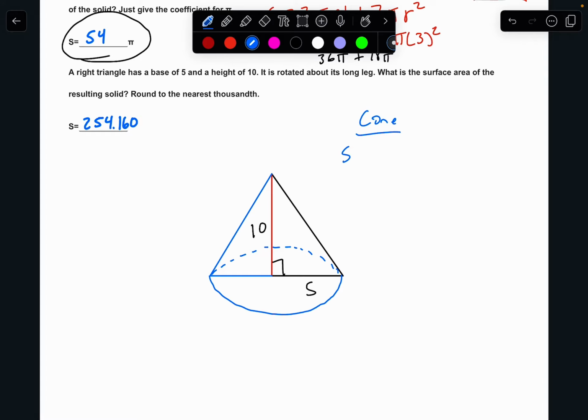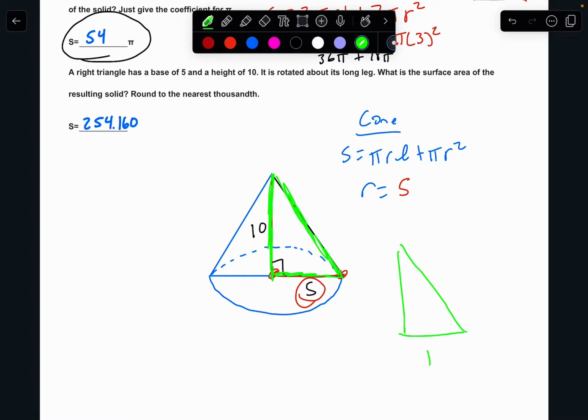A cone, the surface area is pi RL plus pi R squared. The radius, if we look at this picture, the radius would be the 5, right? From the center to the edge would be the radius. Now the slant height is from the apex to the circle, but there's this right triangle that we've worked on where it's the radius, the height, and the slant height.